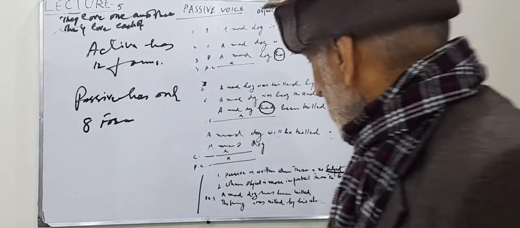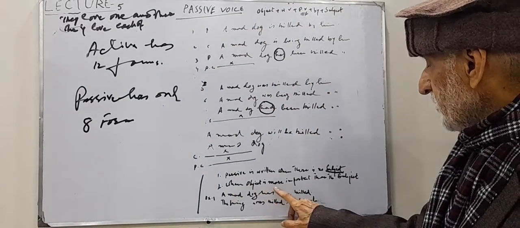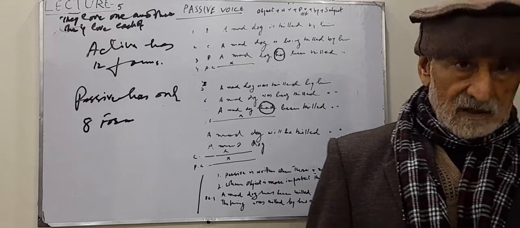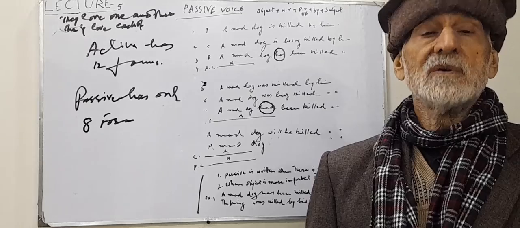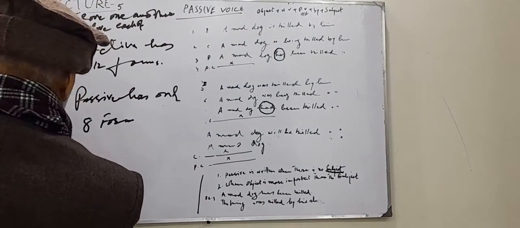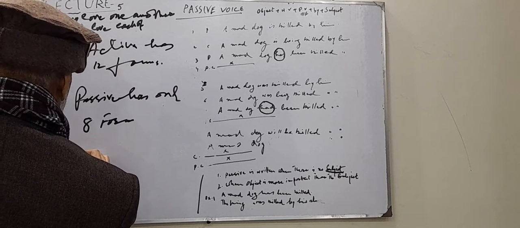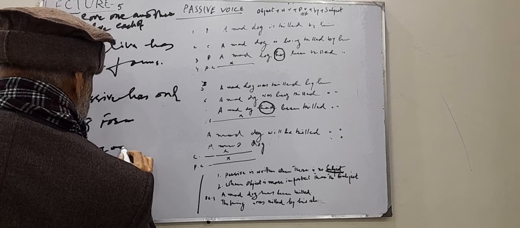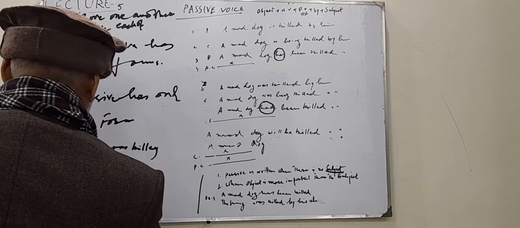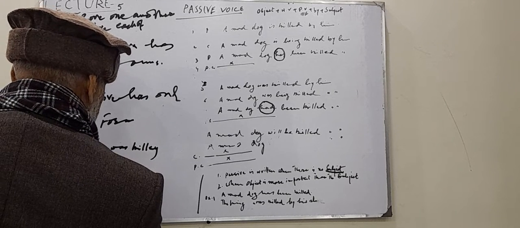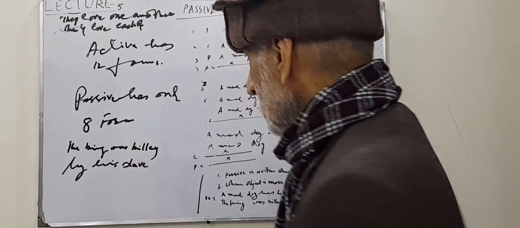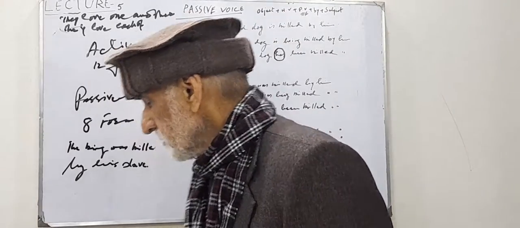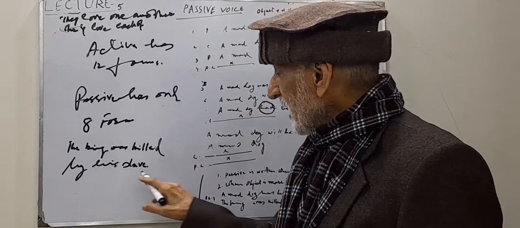One. Secondly, when the object is more important than the subject. The king was killed by his slave. The king was killed by his slave.